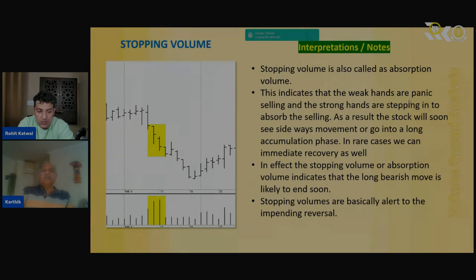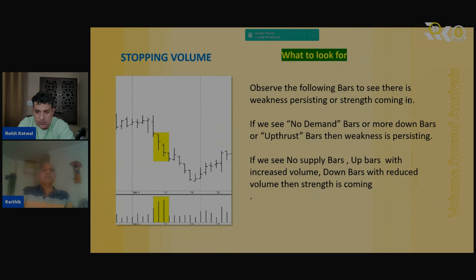So the stopping volumes are basically alerts to impending reversals. You need to keep watching how the reversal is going to happen. Is it going to happen after consolidation, or can an immediate reversal happen? Again, the same, what to look for after you see such a bar: observe the following bars to see if weakness is persisting or strength is coming in.